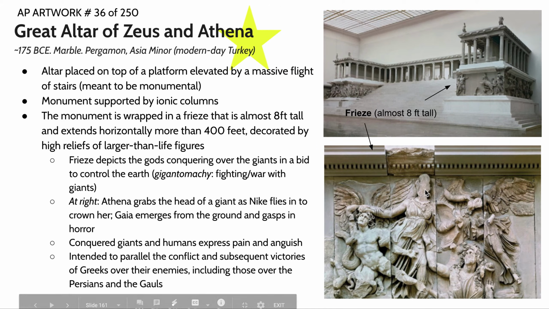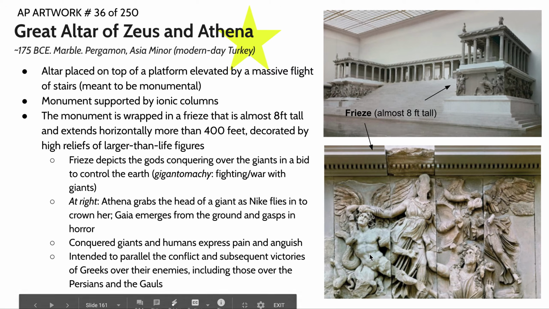So these frieze figures are pretty typical of ancient Greece, as in people fighting lots of gods. The image being depicted in this particular sculpture group right here is gigantomachy, which is basically this fancy word that means fighting or war with giants. So Athena is chilling out here. She is grabbing the hair of this giant and basically wrestling him into the ground. Gaia, who is the goddess of the earth, is basically like, why are you hurting my children? And then Nike, as always, is flying in and putting a tiara on Athena, basically saying, you did good.